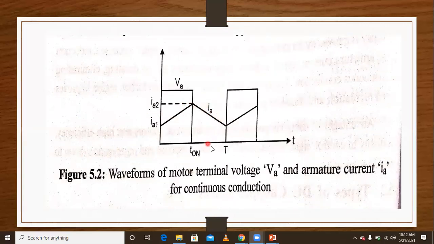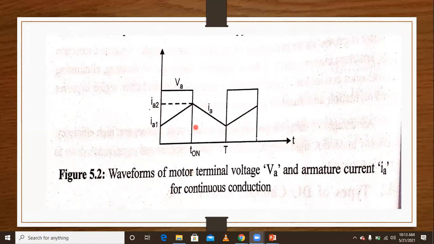In this region, T on to T, the chopper is turned off. In this region, 0 to T on, the chopper is turned on. When the armature current comes to the lower limit, that is called IA1, the current limiter turns on the chopper automatically, and then the current increases like this. In this way, the chopper is controlling the DC motor.